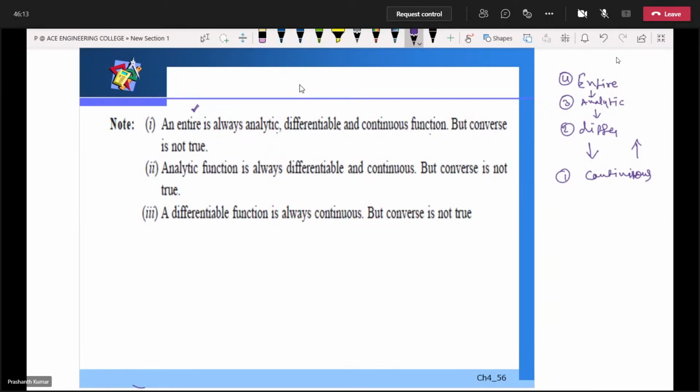అర్థమైందా? కానీ ఇది అయిందంటే మాత్రం, an entire is always analytic, first one, differentiable, continuous function. But converse is not true. అంటే ఈ విధంగా ఉండదు, చైన్ ఎప్పుడు ఈ విధంగా. అనలిటిక్ ఫంక్షన్ ఈజ్ ఆల్వేస్ డిఫరెన్షియబుల్ అండ్ కంటిన్యూయస్. ఇక ఇప్పుడు 3, 2, 1 ఇట్లా కూడా ఉండొచ్చు. అంటే ఇక్కడి నుంచి స్టార్ట్ చేసిన అనలిటిక్, differentiability, continuous. But converse is not true.